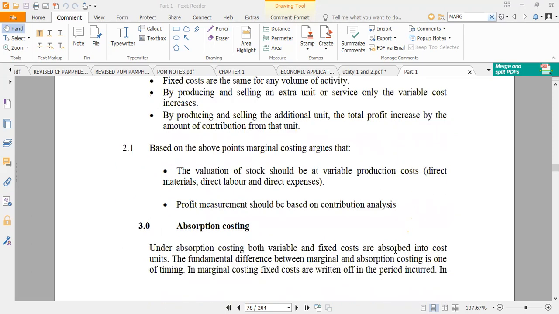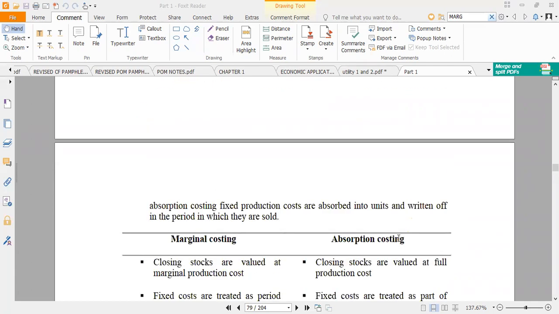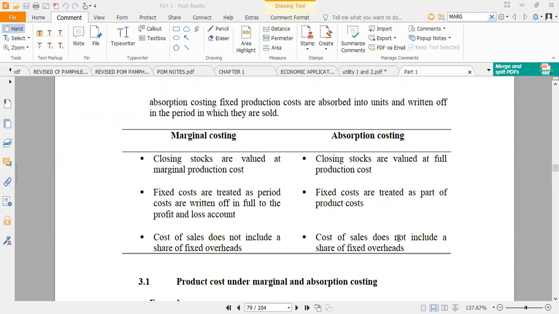Then we get into absorption costing, which is also called full costing. Under absorption costing, we are simply saying that both the variable and the fixed costs are absorbed into the cost units. The fundamental difference between marginal and absorption costing is one of timing. In marginal costing, fixed costs are written off in the period incurred. In absorption costing, fixed production costs are absorbed into units and written off in the period in which they are sold.